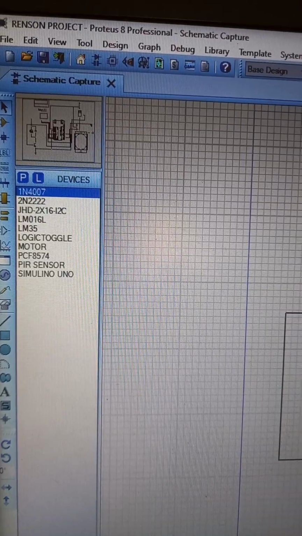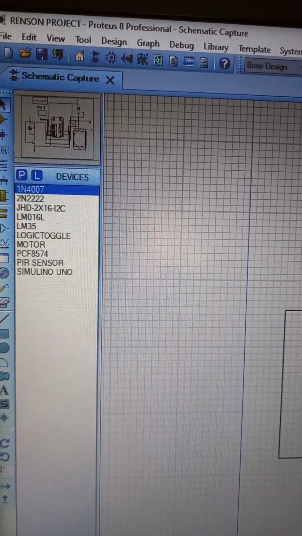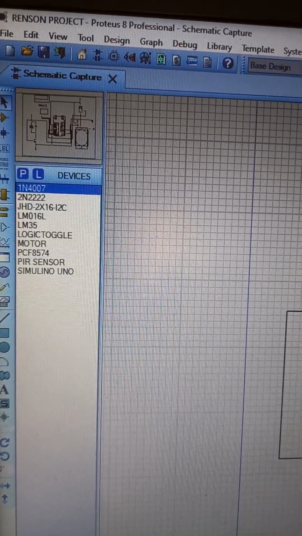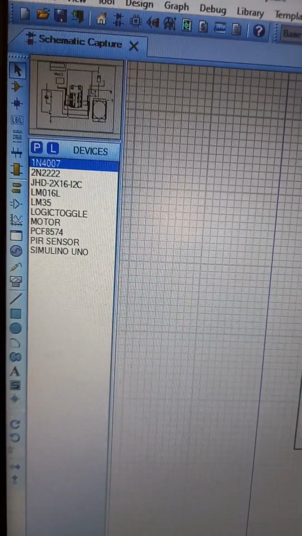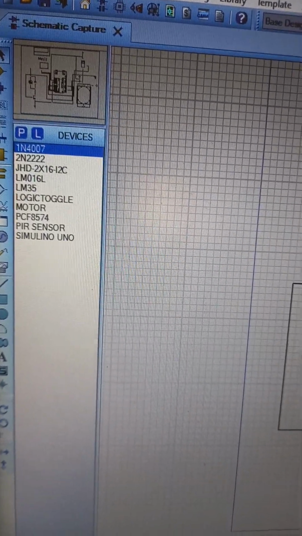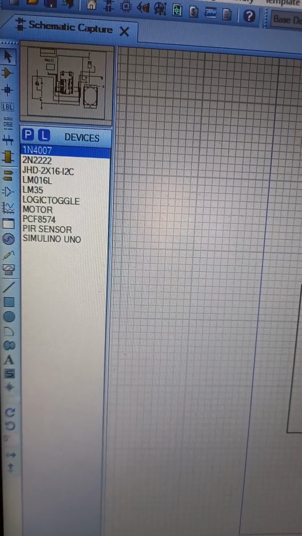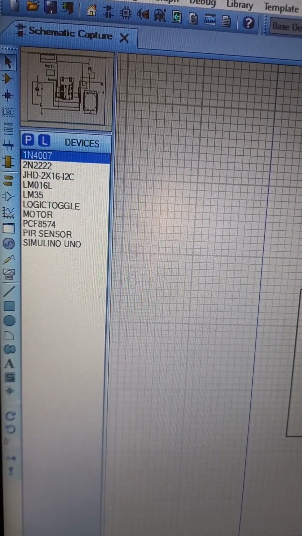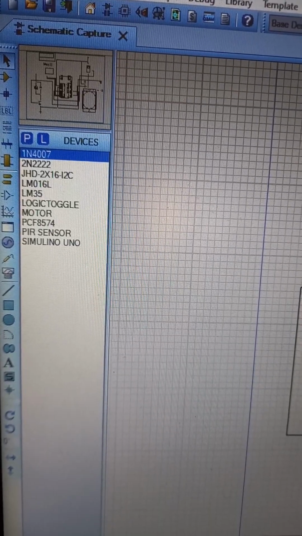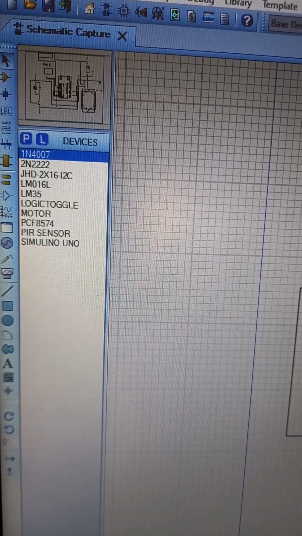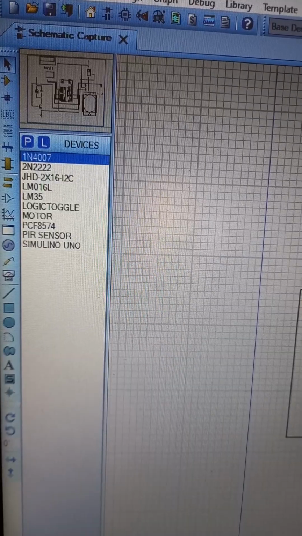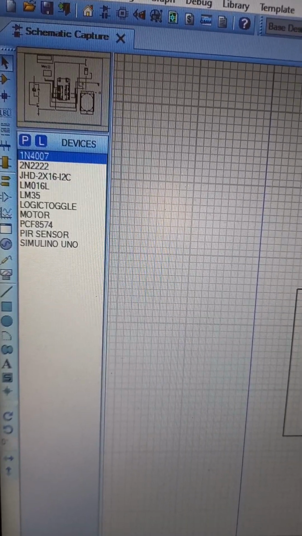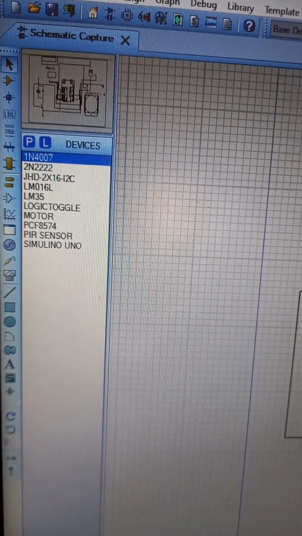We have 1N4007, this is the diode that I used. The second one here is 2N222, that is the transistor. Then we have the LCD. Then we have LM35, logic state. For example, if it is 1, it means it has detected motion. If it is 0, it means there's no motion detected.